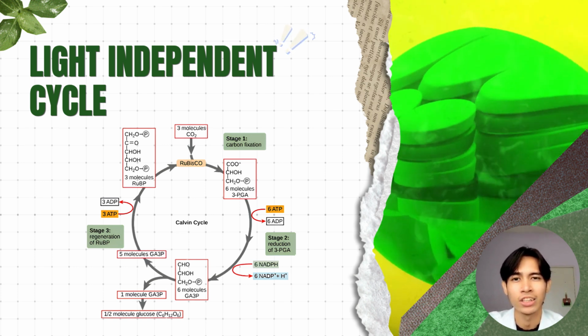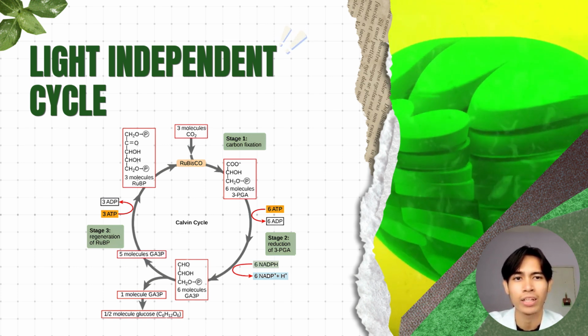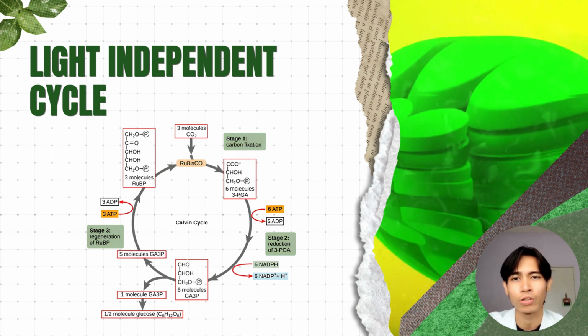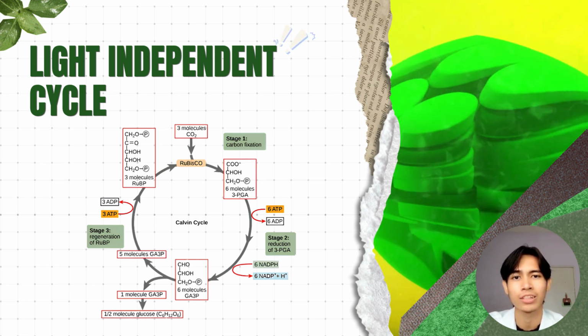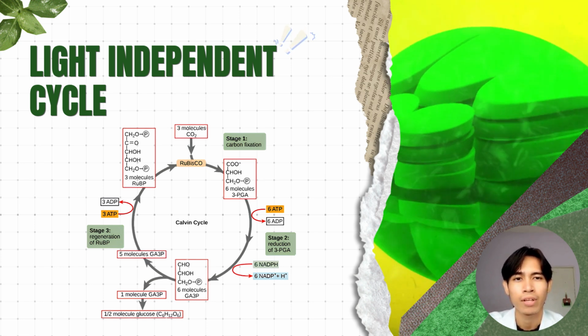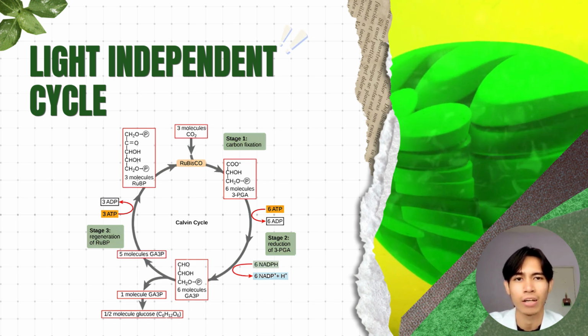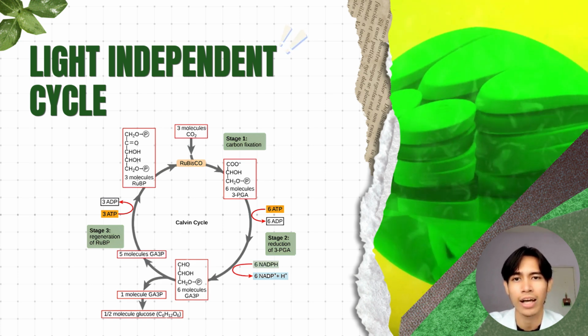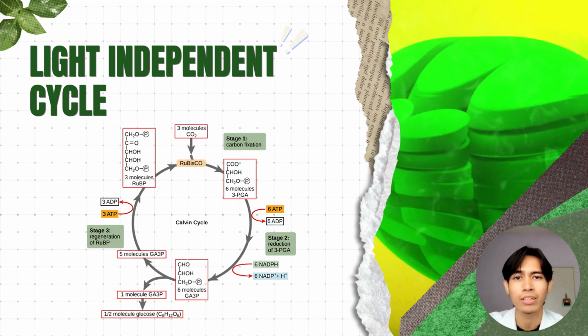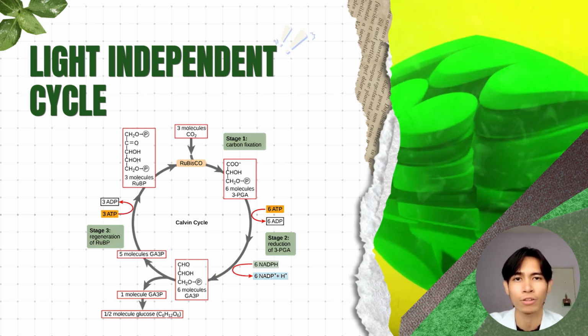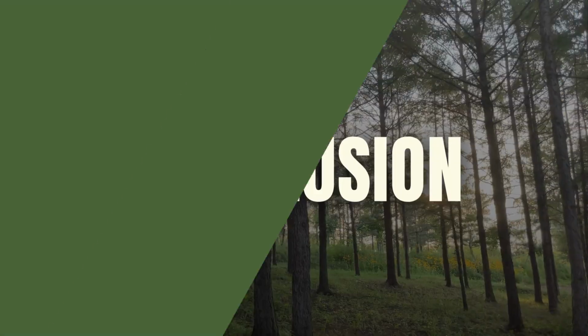Finally, in the regeneration stage, the remaining 5 G3P molecules use ATP to regenerate RuBP, allowing the Calvin cycle to continue. In summary, the Calvin cycle uses carbon dioxide, ATP, and NADPH to produce glucose, completing the process of photosynthesis.